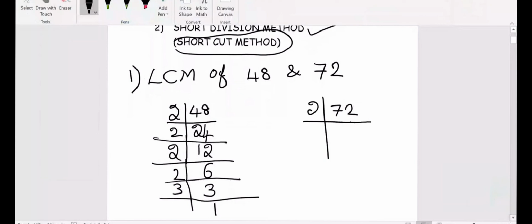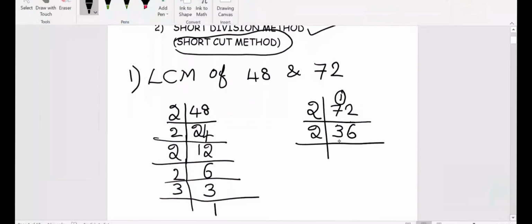Here I start with 2. How many 2's are there in 7? 3 times. It makes 6. The balance 1 I write on the top and read it as 1 on the left side of the 2, so it makes 12. How many 2's are there in 12? 6 times.